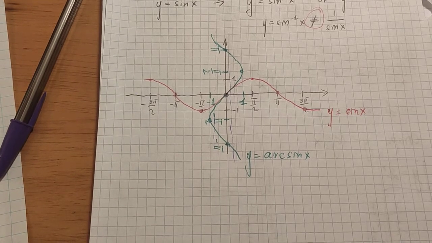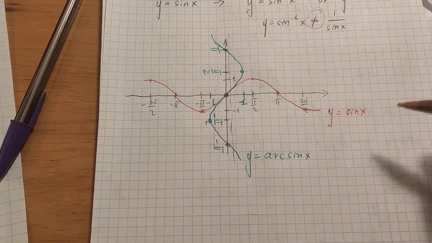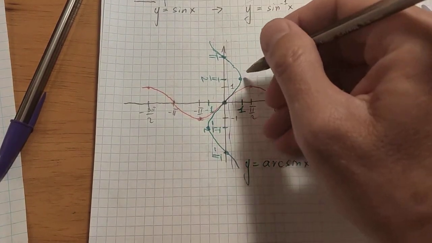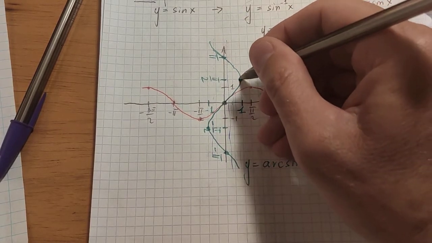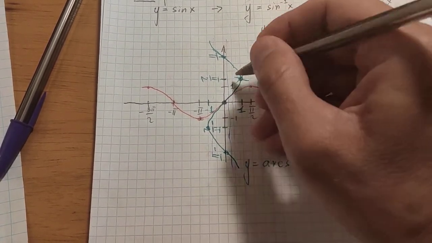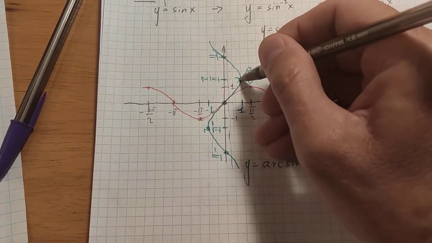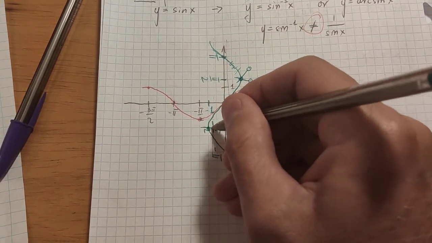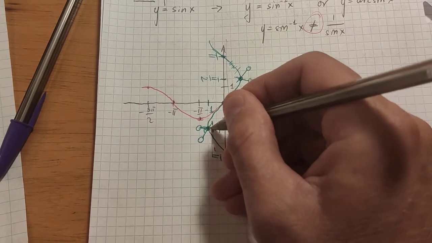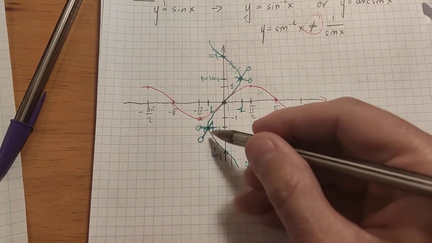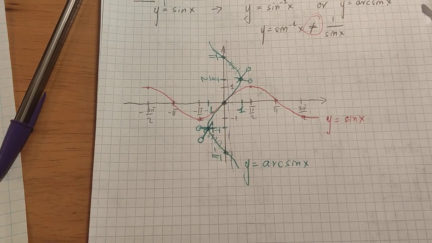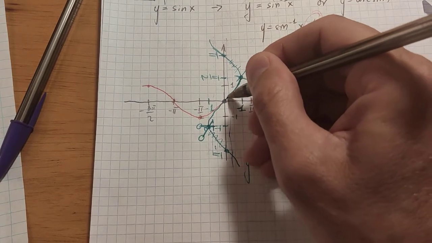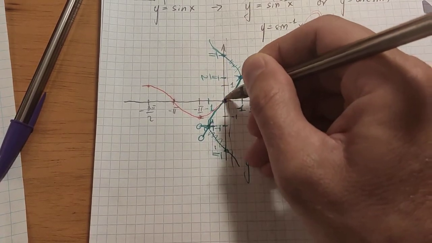So what I need to do is cut it, or they say restrict the domain. But for now, let's think of it as cutting. So if I cut my function here, and throw away this part, and then I cut my function over here, and you guys see those beautiful scissors, and throw away this part, I'll have a graph of something that will be a function. So I'll have just this piece. Okay.